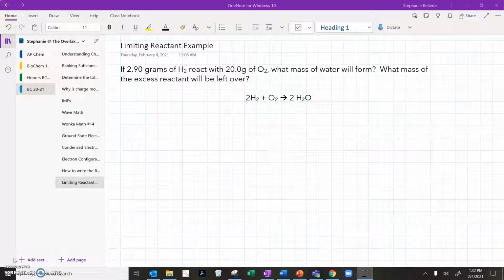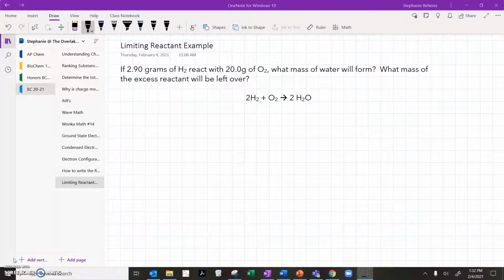So it looks like we're starting with a reaction between hydrogen and oxygen gas to form water. And it's telling us that we start with 2.90 grams of hydrogen and 20 grams of oxygen. And it's really wanting to know how much of this we're going to form. So because we're starting with two different masses here, we need to determine which one of these two starting reactants is actually going to be consumed first and will then limit how much of the final product, in this case water, we're going to make.